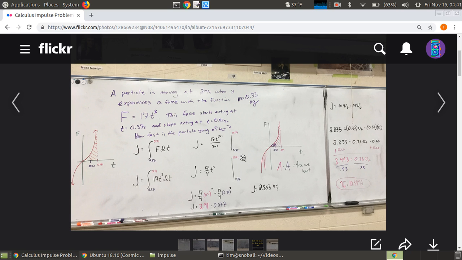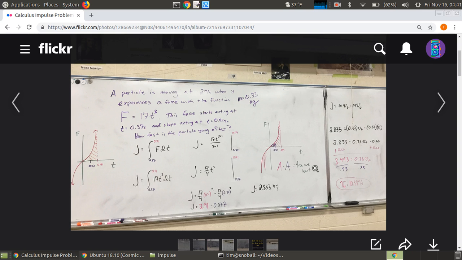So all you do to finish your definite integral is you plug in the upper limit as t, and that will get you the pink area. And then you subtract the same expression with the lower limit plugged in, that'll get you the purple area. And the difference between the two is the area that you're actually looking for. So the impulse in this problem ended up being 2.833.